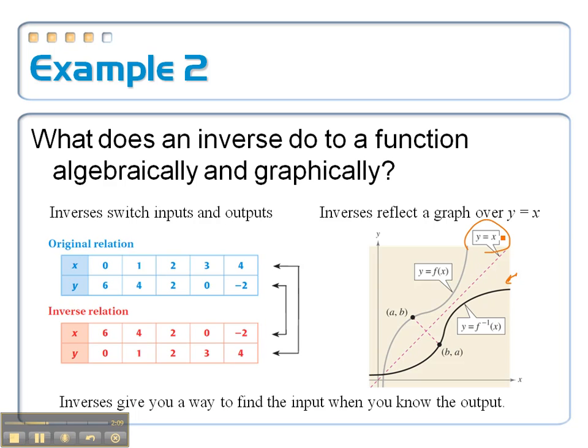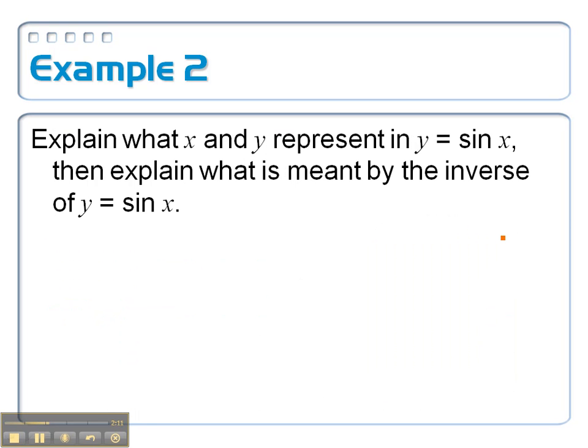Okay, so explain what x and y represent in sine y equals sine x, and then explain what's meant by the inverse. So the x is the input. It's what you put in. And what do you put in for the sine? You put in an angle measurement. Like it could be 30 degrees, 60 degrees, whatever. The y is your output.